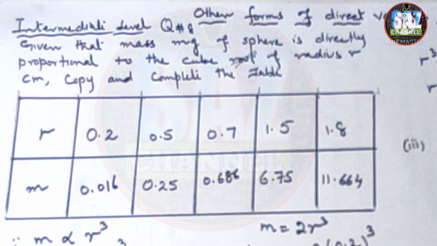I hope, students, you are really clear how, in the case of table questions, we are using the concept of direct variation, how we are calculating the constant of variation and finding the remaining values.